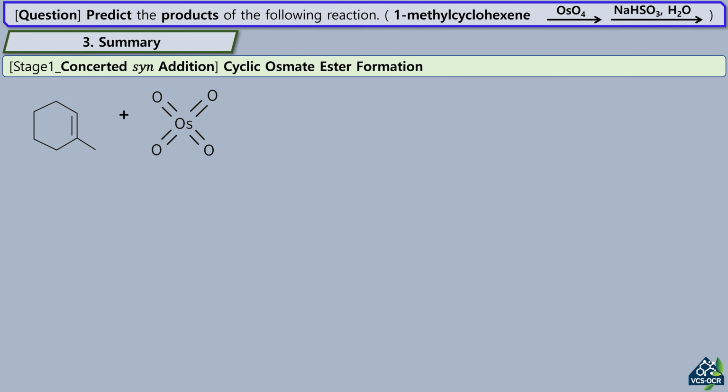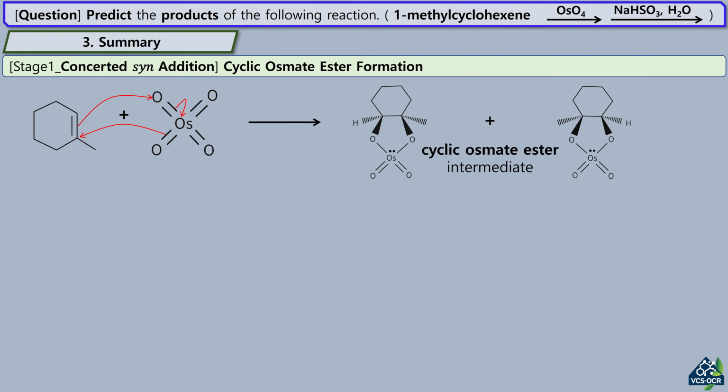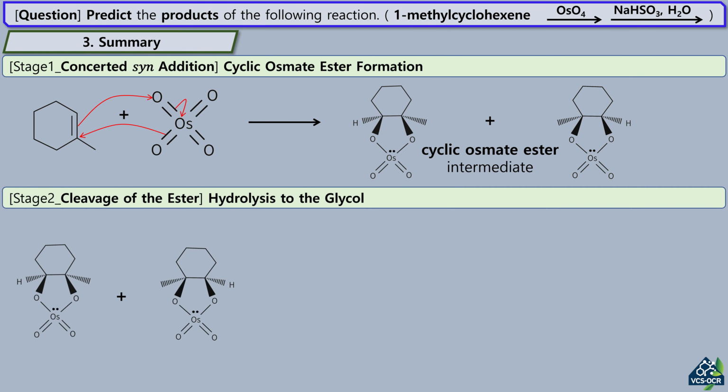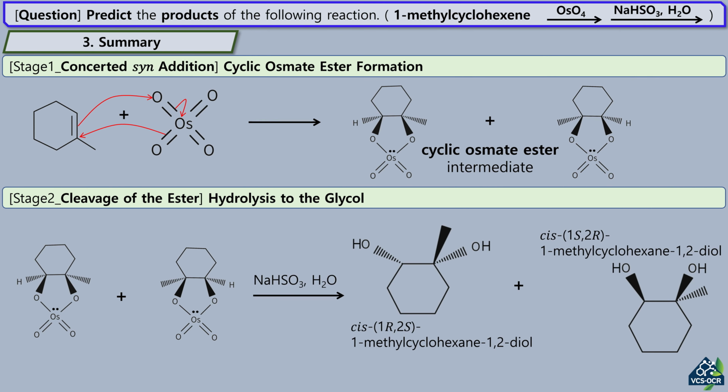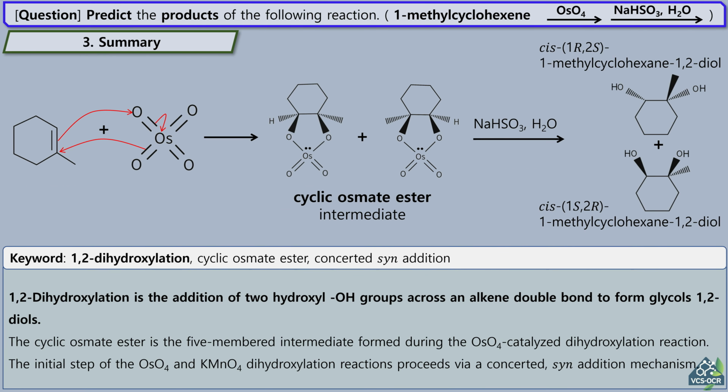Let's summarize. OsO₄ performs a concerted syn addition across the C=C double bond via a cyclic osmate ester intermediate. With 1-methylcyclohexene, the initial step forms the cyclic osmate ester of 1-methylcyclohexane-1,2-diol. The cyclic osmate ester is cleaved, hydrolyzed, to the cis-1,2-diol. The final product from 1-methylcyclohexene is 1-methylcyclohexane-1,2-diol, which is obtained as a racemic pair of enantiomers in the absence of chiral control. Let's organize by keywords.